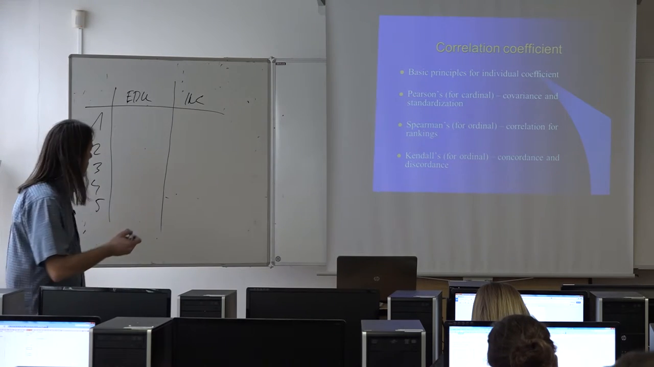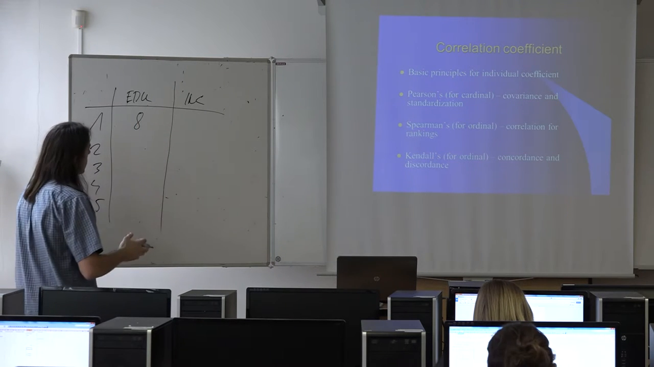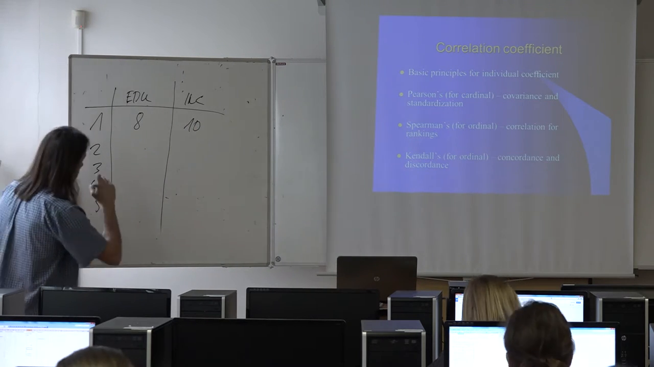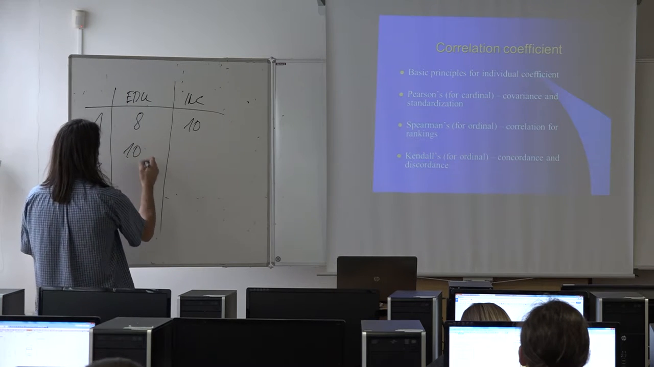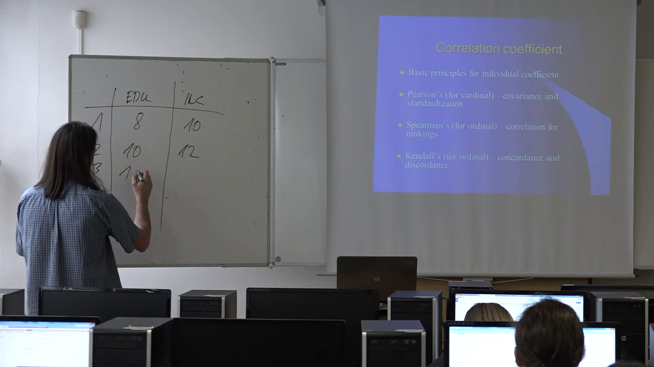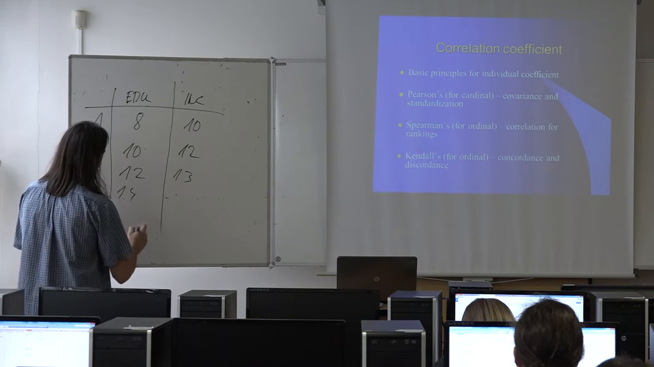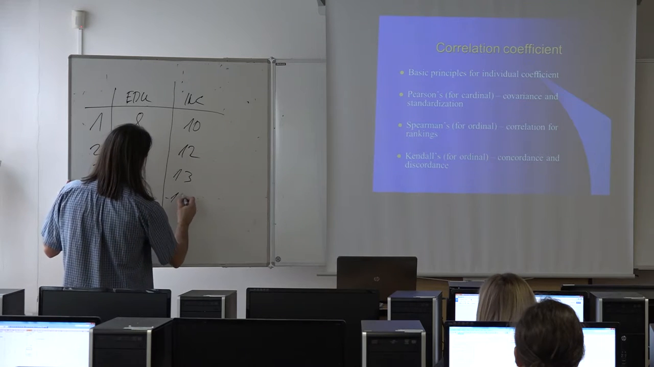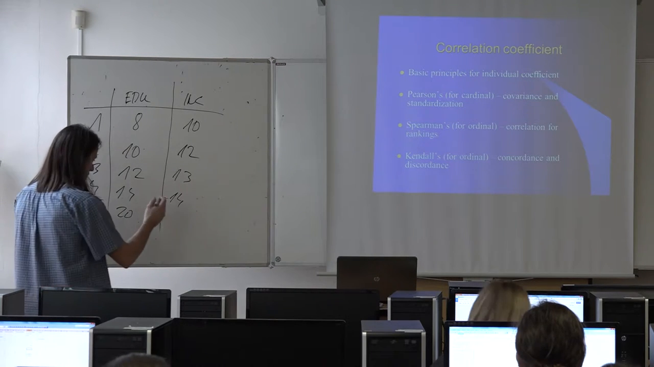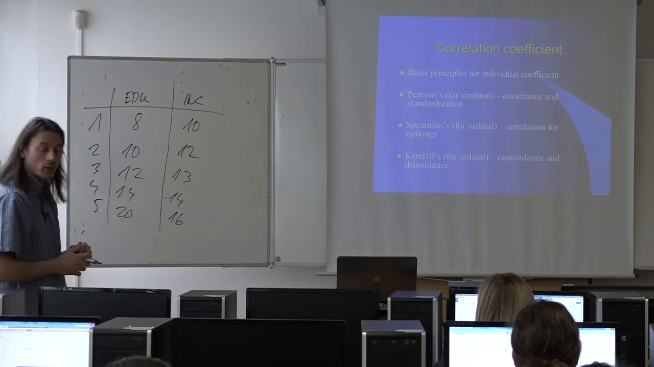So let's imagine some data. The first respondent, for example, has 8 years of education and an income of maybe 10. The next one has 10 years and an income of 12. The next one, maybe 12 and 13. The next one, maybe 14 years and an income of also 14, and the last one may be 20 years and maybe 16 average income. It doesn't matter what the measurement unit is.